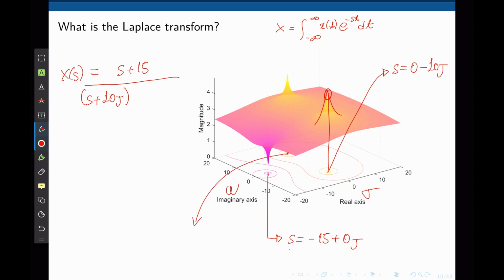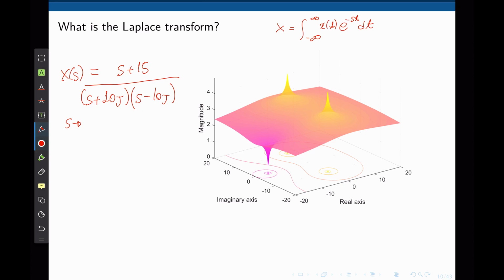We have a last point here, and this last point, S equals 0 plus 10j. How do we make the function tend to infinity when S approaches 10j? Well, divide the function by S minus 10j. To recap, when S tends to negative 15, x of S tends to 0, and when S tends to plus or minus 10j, x of S tends to infinity. This is the exact behavior that we see in the graph, and this is the exact behavior that we get from the temporal definition of the Laplace transform.